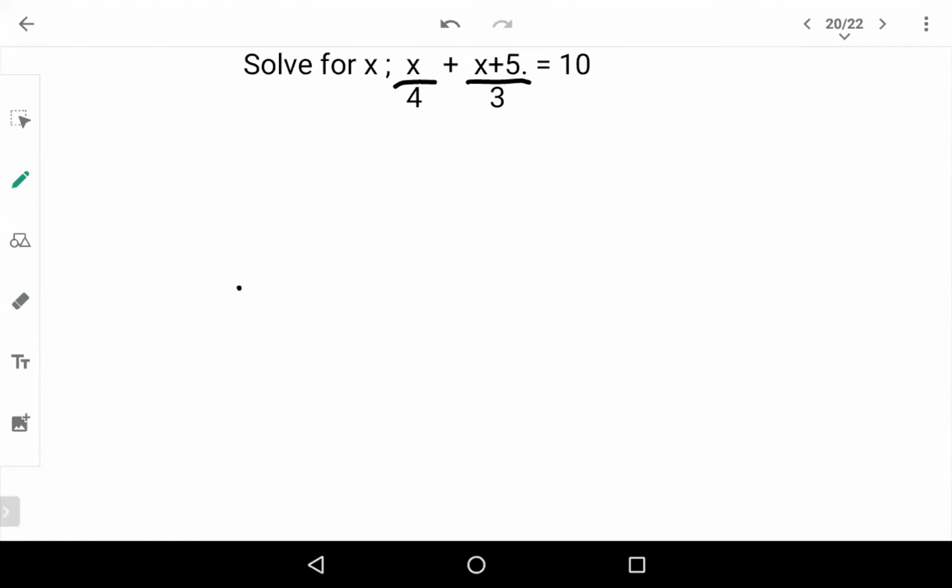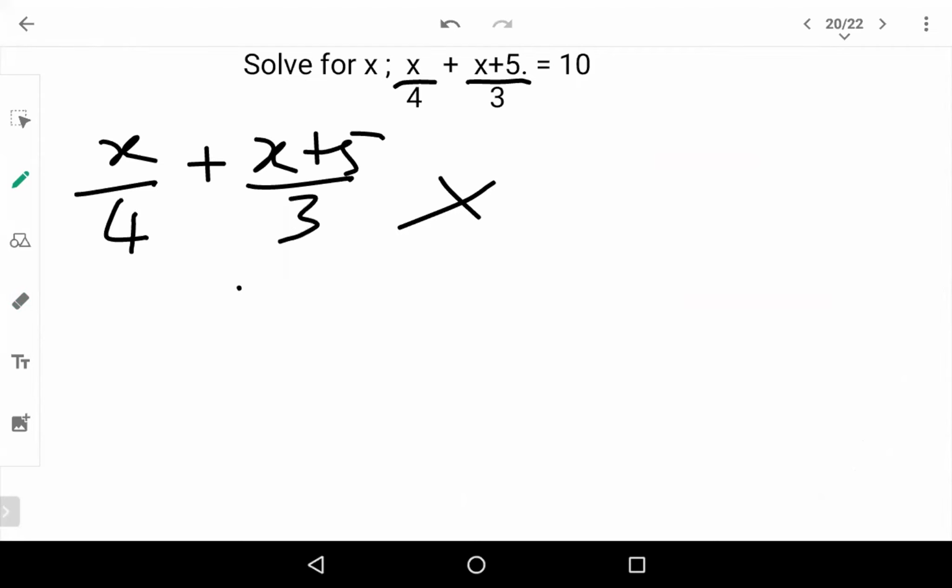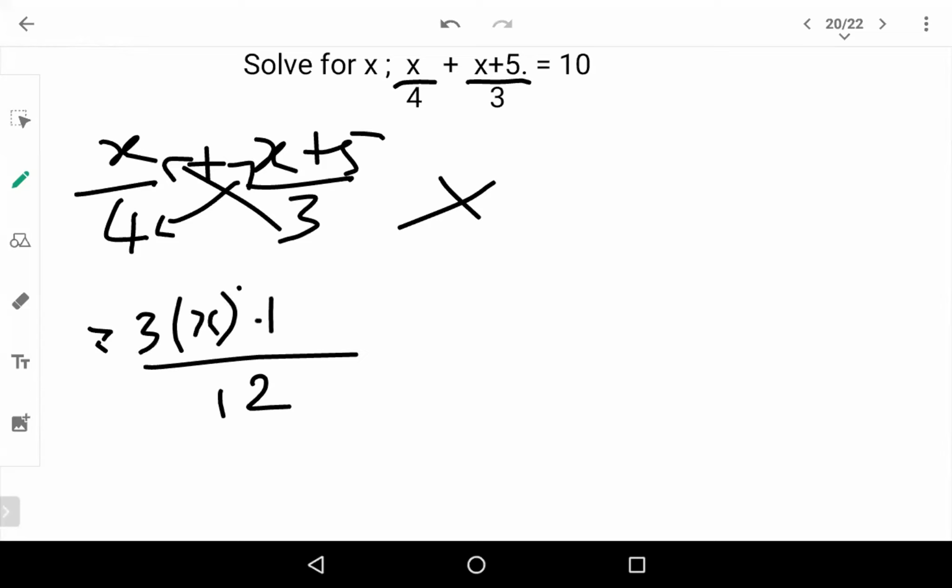And when you multiply the denominators in the equation, you're supposed to cross multiply the numbers here. Now, what am I talking about? Let me show you. So x by 4 plus x plus 5 by 3. Now I am taking LCM, so 4 3s are 12. I am doing this. Now you're supposed to cross multiply the numbers, which means 3 into x plus 4 into x plus 5.